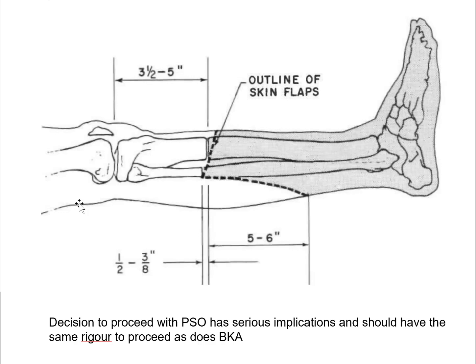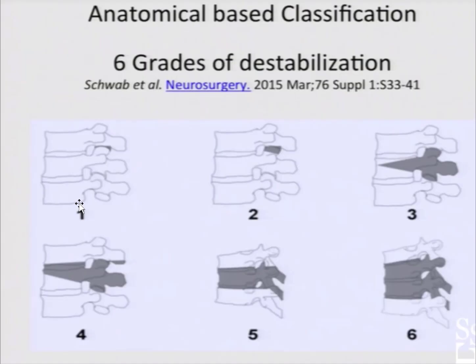So I put this slide up just to remind people that when I do a pedicle subtraction osteotomy, I give it the same seriousness and care of thought that I used to do when I used to do a below-knee amputation. It's a very serious thing for the patient, and I think you have to be really very sure that this is the only operation that will work because the complication rate is so high.